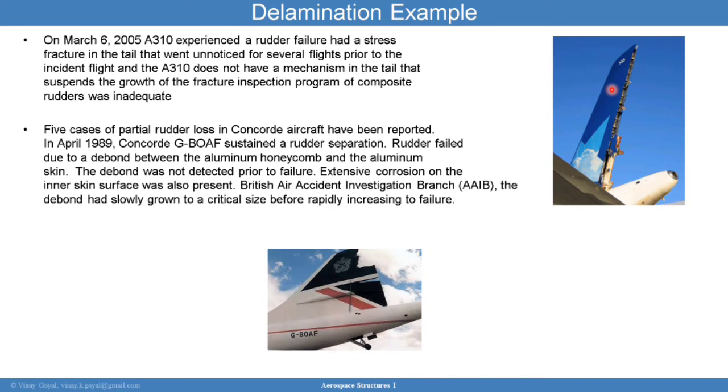For example, on March 6, 2005, an Airbus A310 experienced a rudder failure that had a stress fracture in the tail that went unnoticed for several flights prior to the incident flight. The A310 does not have a mechanism in the tail to suspend the growth of fracture, and the inspection program of composite rudders was judged inadequate. We also have 5 cases of partial rudder loss in Concorde aircraft, where the rudder failed due to a debond between the aluminum honeycomb and the aluminum skin.